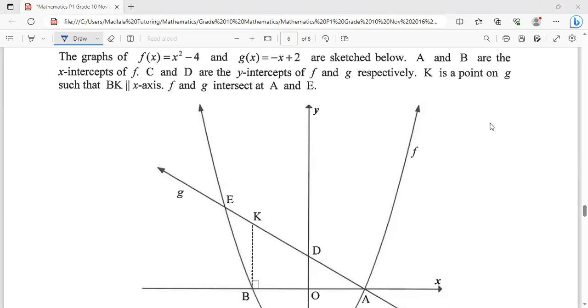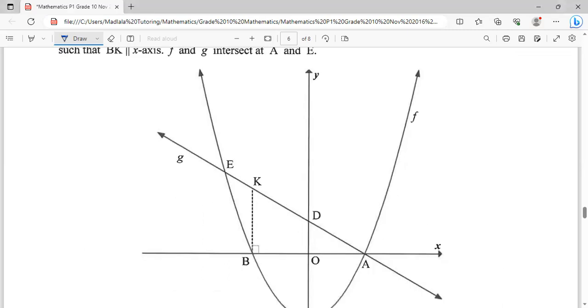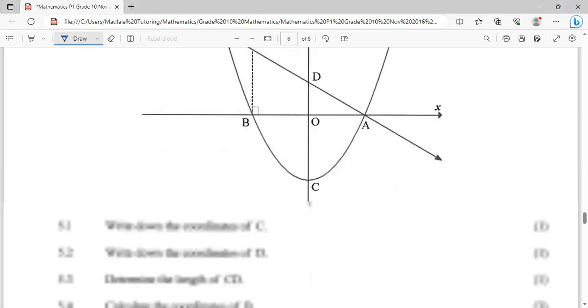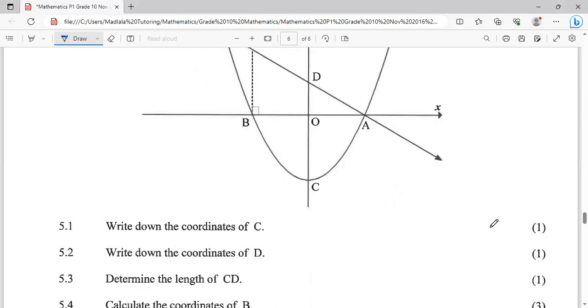Now, this is actually a mistake. BK is parallel to the y-axis and perpendicular to the x-axis. That's fine. And then they say f and g intersect at A and at E like that. So the first question says, write down the coordinates of C.